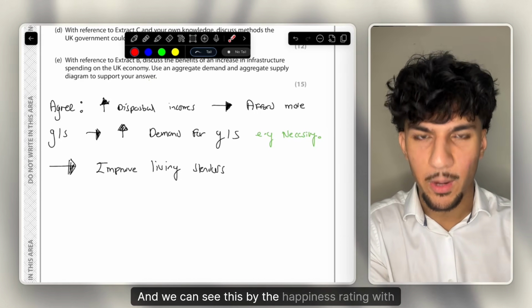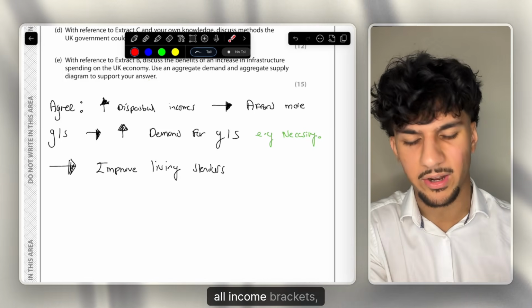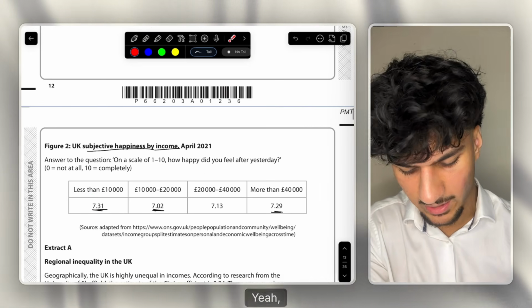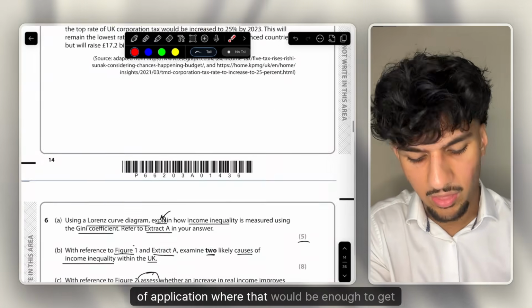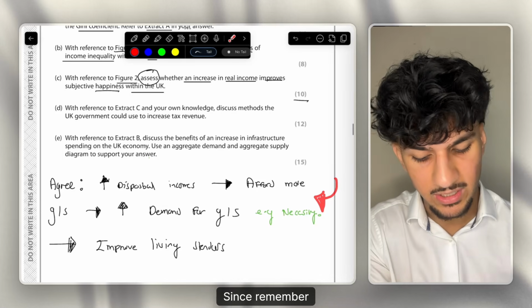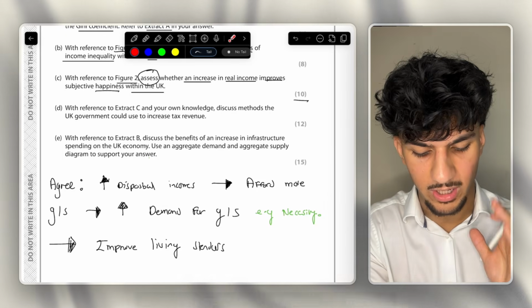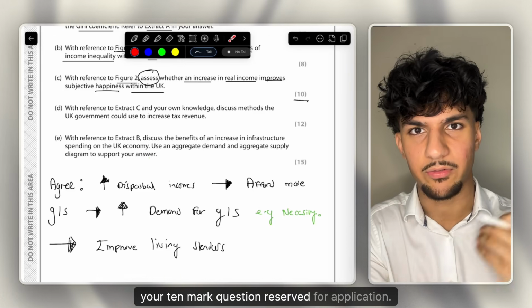And we can see this by the happiness rating, with them receiving the highest happiness rating out of all income brackets, which I believe was 7.31. Yeah, so 7.31. That's a really good bit of application, and that would be enough to get you those 6 out of 6 marks for that question. Remember, 6 marks for your actual paragraph, and then there are 4 marks in your 10-mark question reserved for evaluation.